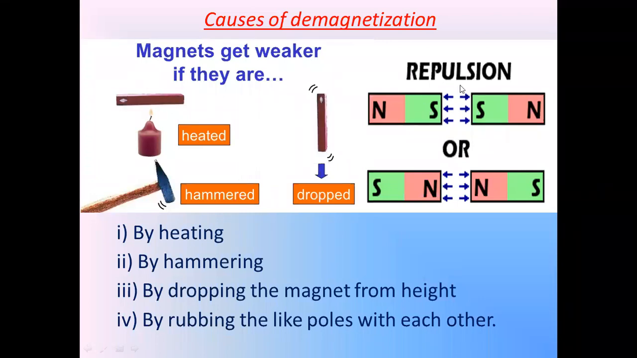Now we know that whenever we take, say, two magnets, north pole attracts south pole, south pole attracts north pole. But north and north cannot attract. If we try to join north to north, our hand gets pushed away. They repel. Similarly, if we try to join south to south, they will not attract, they will repel.